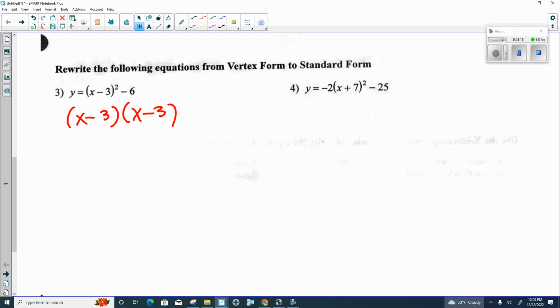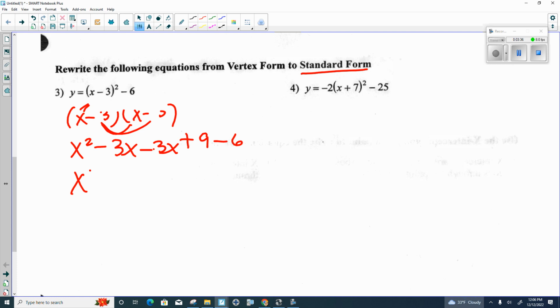So if it's asking you to go from vertex to standard form, I just have to multiply, add, or subtract everything out. So FOIL. I don't want to forget this -6 from up here. So once I FOIL, I can combine my like terms. And also, at this point, I can add the 9 that I got from FOILing to this -6.